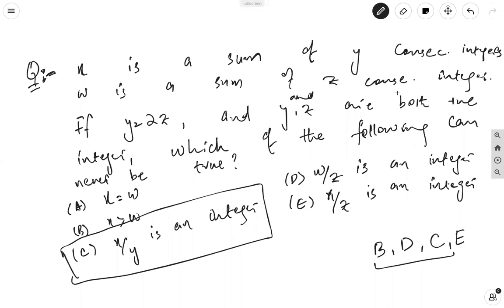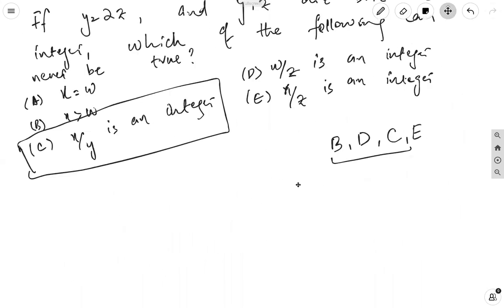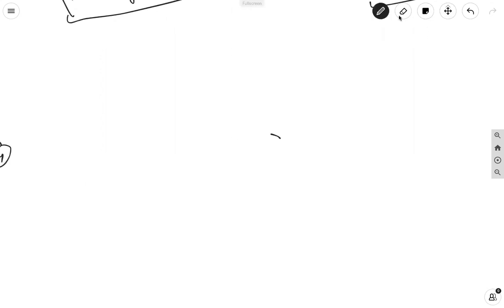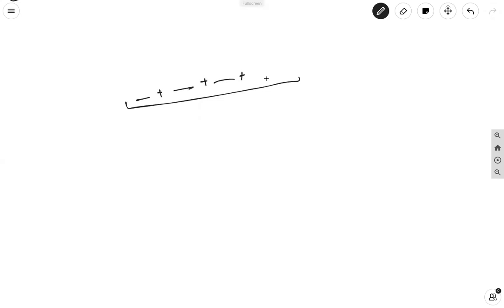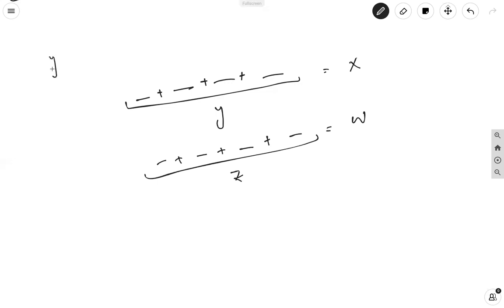The question was saying that X is a sum of Y consecutive integers. So let's figure a scenario that we have y consecutive integers and that result in x, right? And we have z consecutive integers that result in w, right? And there is one more thing given in the question, that y is equal to 2z, right? So we are just sure about one thing, that y is even.